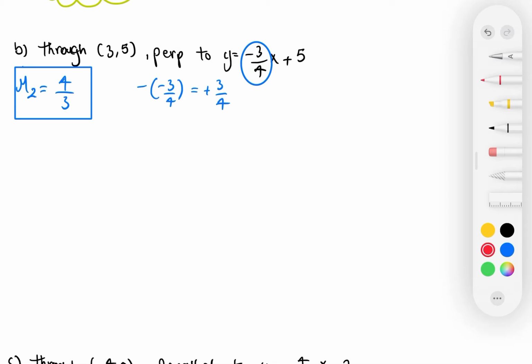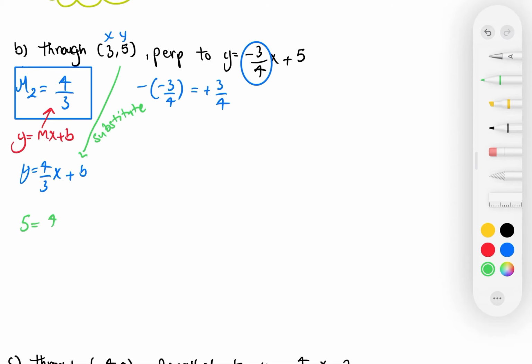After that, I know that the equation in slope-intercept form is y is equal to mx plus b. The m is positive 4 over 3. I just have to find the value of my y-intercept. These are my x and y values. So y is equal to 4 over 3x plus b. I substitute them inside this equation. So I'm going to get 5 is equal to 4 over 3 times 3 plus b.